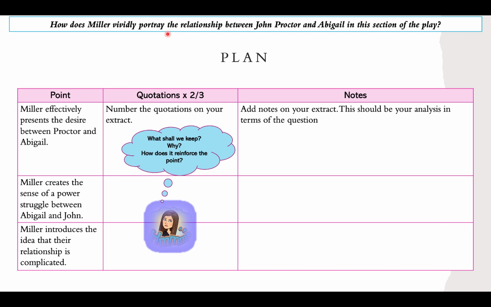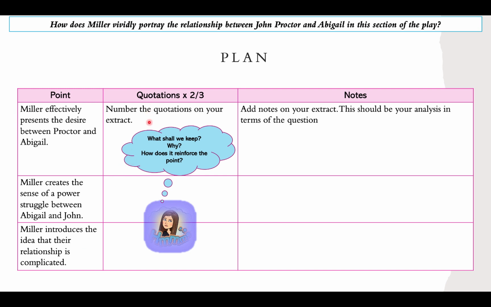And if you'll notice here, what I've done is I've just taken all of the words, phrases, ideas that I already had made at the beginning of this lesson. So we have point 1, Miller effectively presents a desire between Proctor and Abigail. Miller creates a sense of a power struggle between Abigail and John, and Miller introduces the idea that the relationship is complicated.